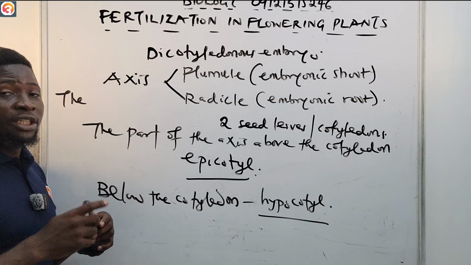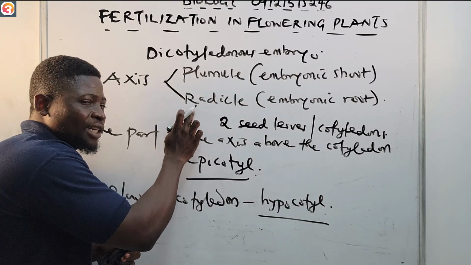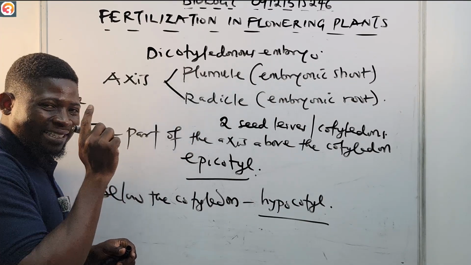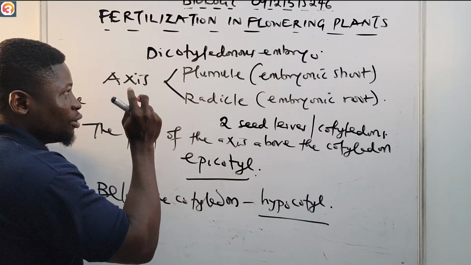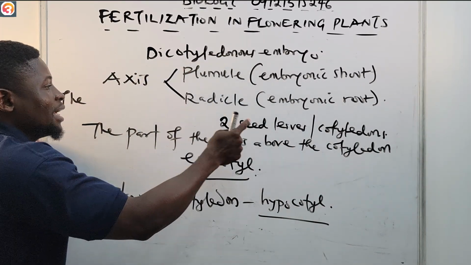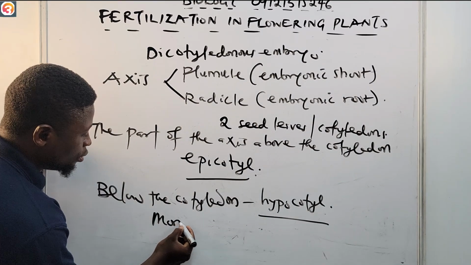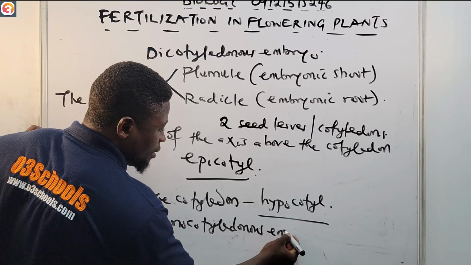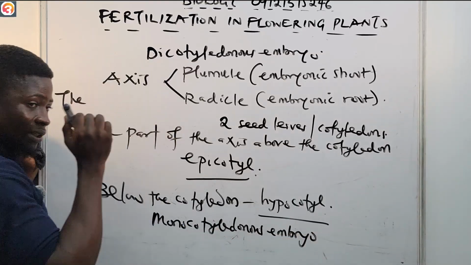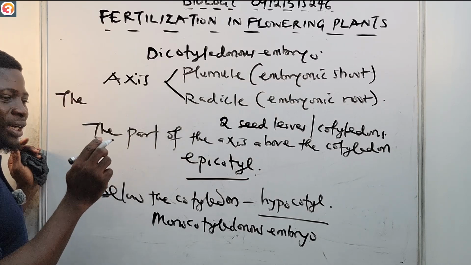Therefore, a dicotyledonous embryo consists of a plumule and a radicle having two seed leaves, while a monocotyledonous embryo consists of a plumule and a radicle, but with only one seed leaf. Please take note.